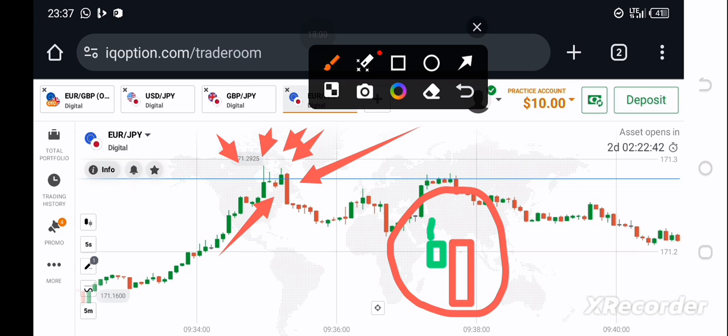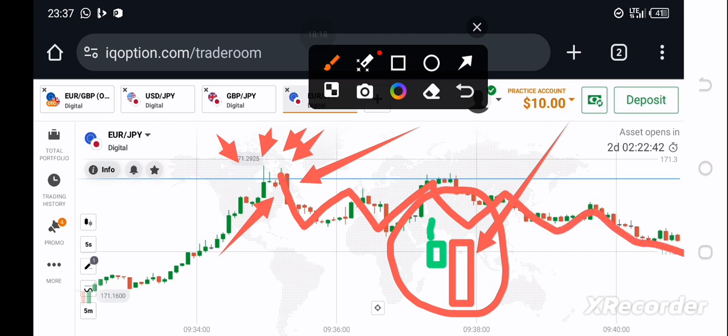If you see this pattern in an uptrend at a strong level of resistance, after seeing this bearish engulfing pattern you can open a position for a downtrend. And you can see that from there the market pushed down. You can see clearly.